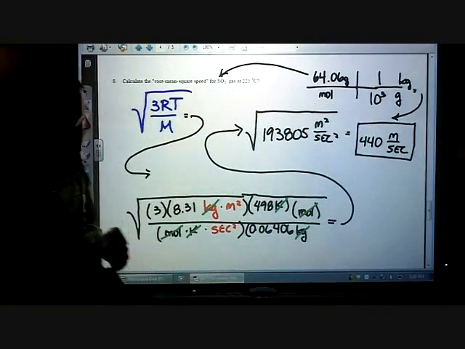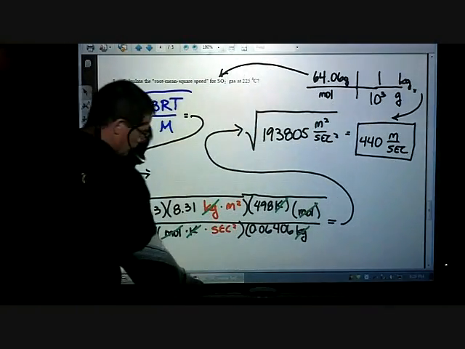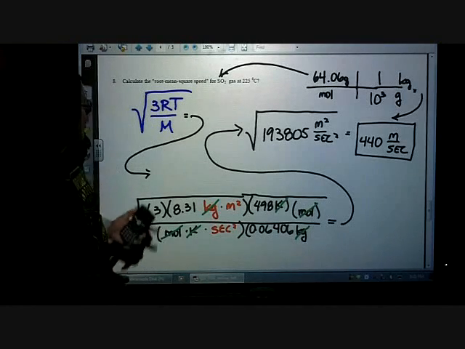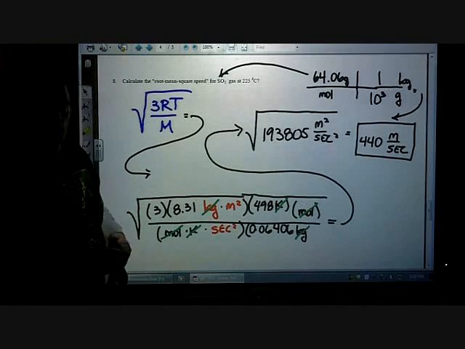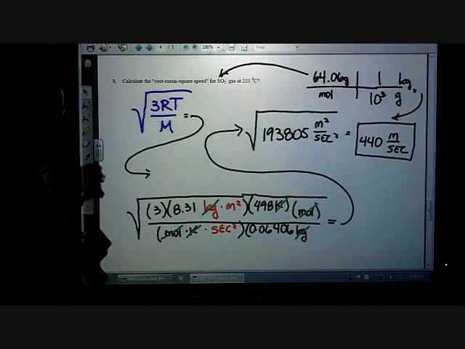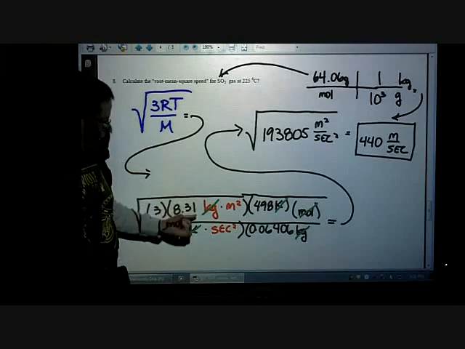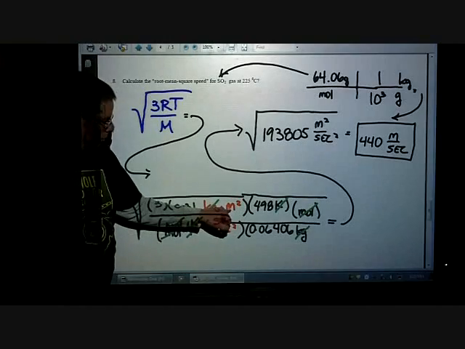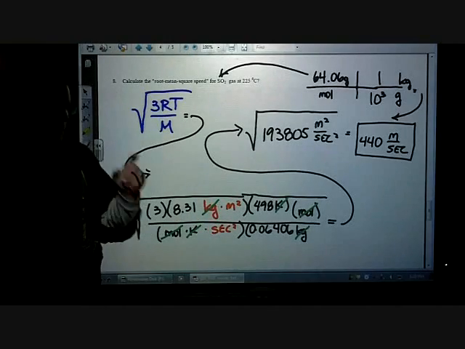Okay. So again, take your time, make sure you're using the correct values for each one of these. This is probably one of the more interesting problems, but again, the hardest part of this whole problem is the substitution of our joule for kilogram meter squared over second squared. Okay.